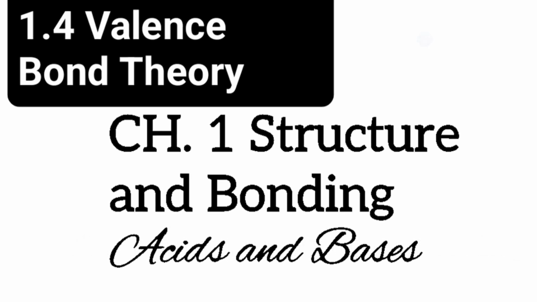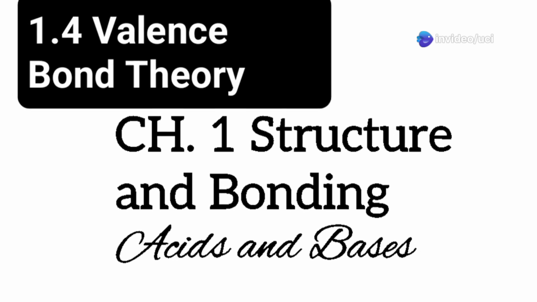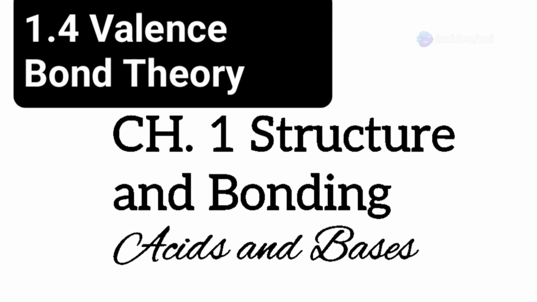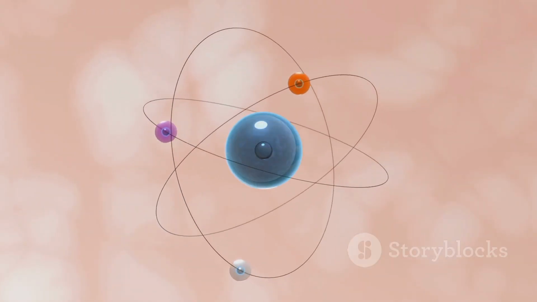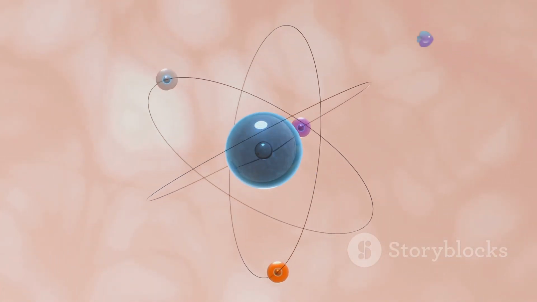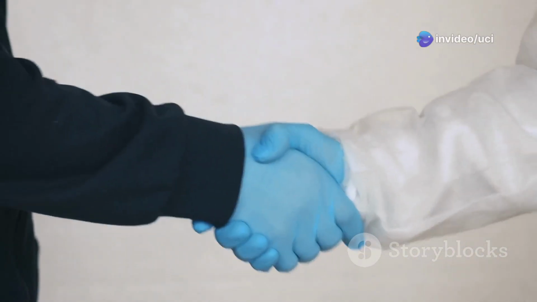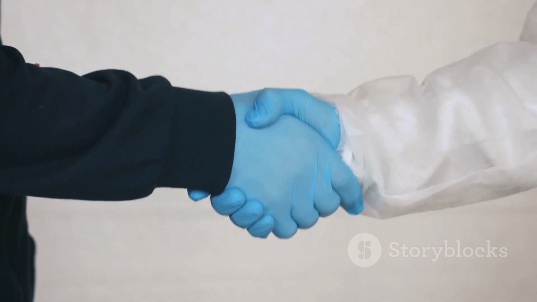Now let's dive a bit deeper into how this sharing works. When two atoms come close to each other, their valence electrons start to interact. If the conditions are right, a bond forms between them. The valence bond theory says that this bond happens when atomic orbitals, the regions where electrons are most likely to be found, overlap. Imagine two people shaking hands. That overlapping region is where the bond is formed in the world of atoms.